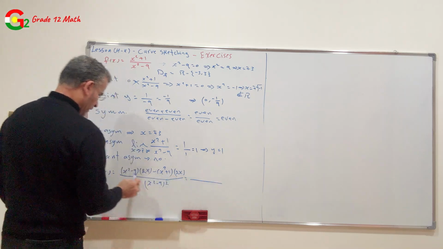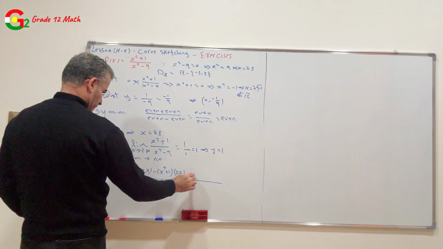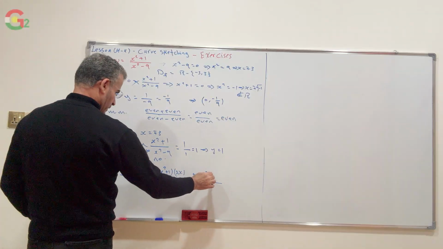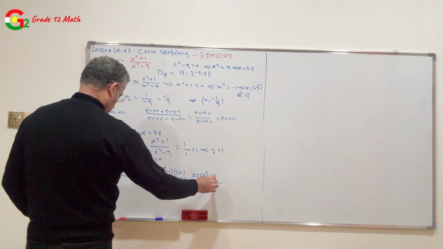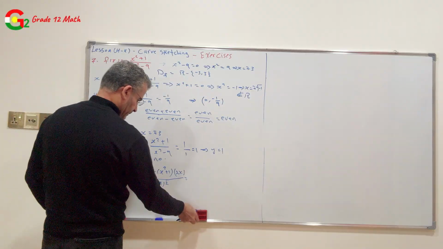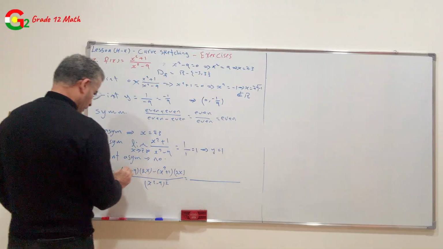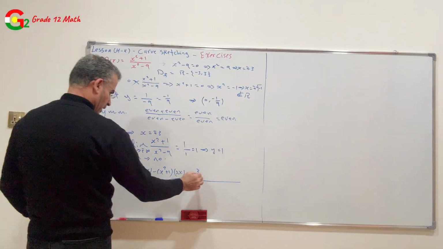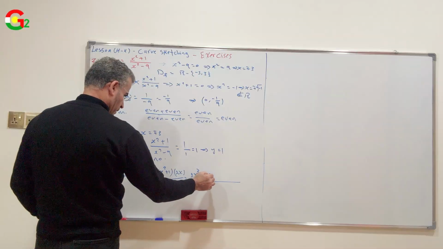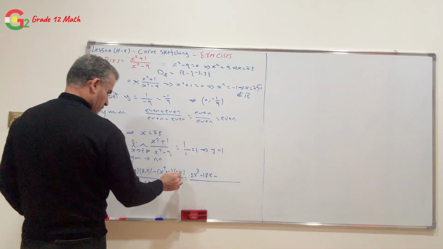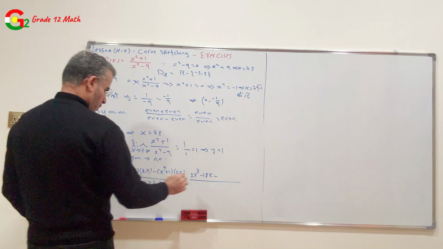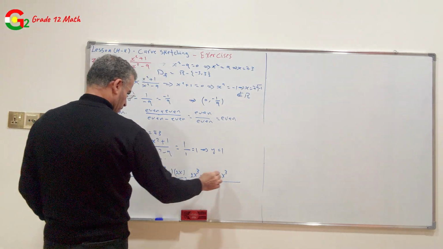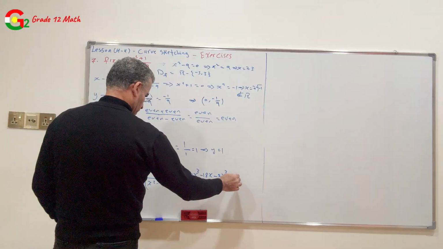Simplify this derivative: 2x times (x² − 9), open this bracket, 2x times x², 2x³, 2x times −9, minus 18x, minus 2x times (x²), 2x³, 2x times 1, 2x.